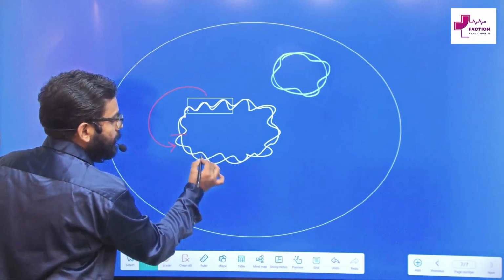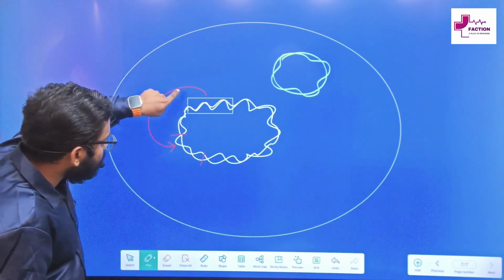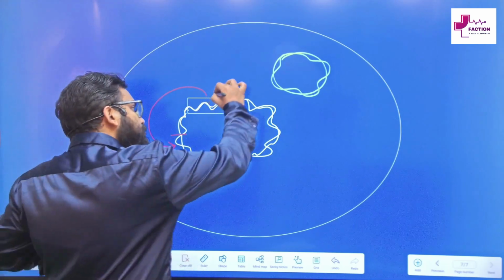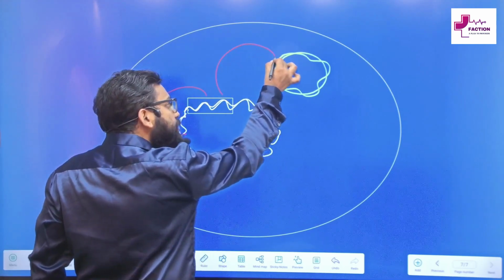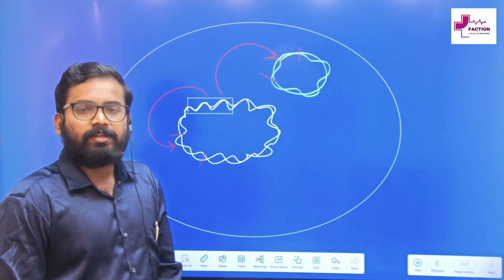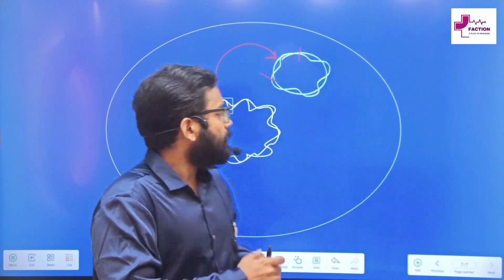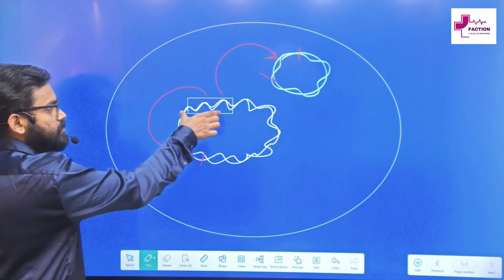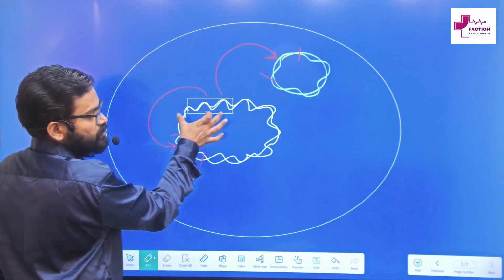Say it will enter in this part. This will be called transposition. It also can change its position from here to here. This one will also be called transposition. Now is that clear? What actually transposition is? There is a gene sequence, this one. This one is called a transposable element.